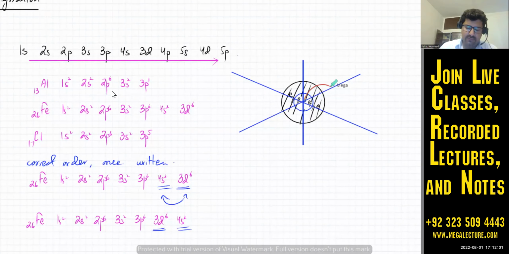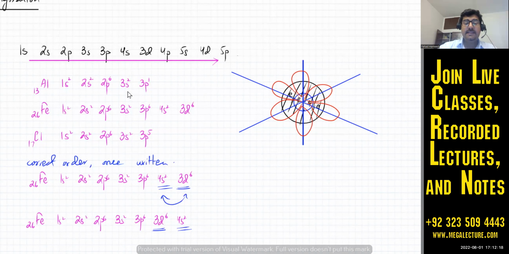So 2 electrons with their negative charge will be distributed on the x-axis. 2 electrons, their negative charge will be distributed on the y-axis, and 2 electrons, their negative charge will be distributed on the z-axis. So that is 2p6.